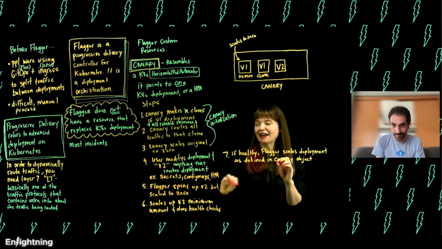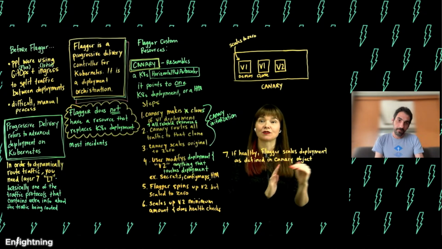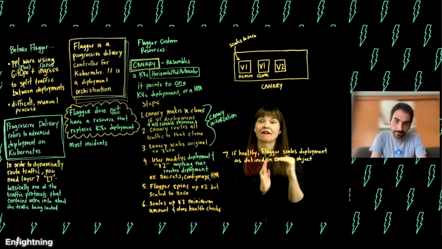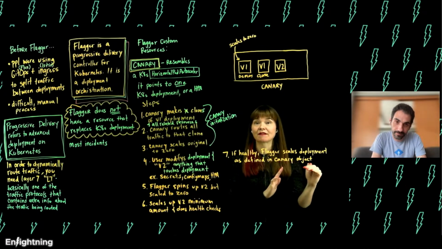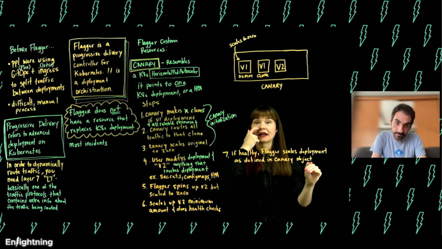I'm going to repeat everything you said to make sure I understand. So we scale up V2 to the minimum amount. We do some baseline health checks. If those are good, that's when Flagger scales the deployment as defined in the canary object. Is that correct? Or is there an in-between step?